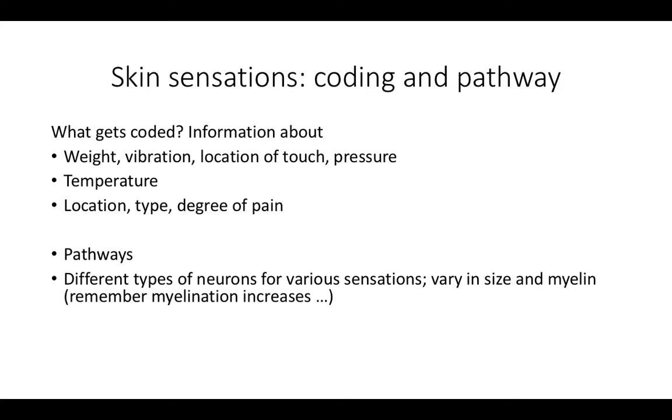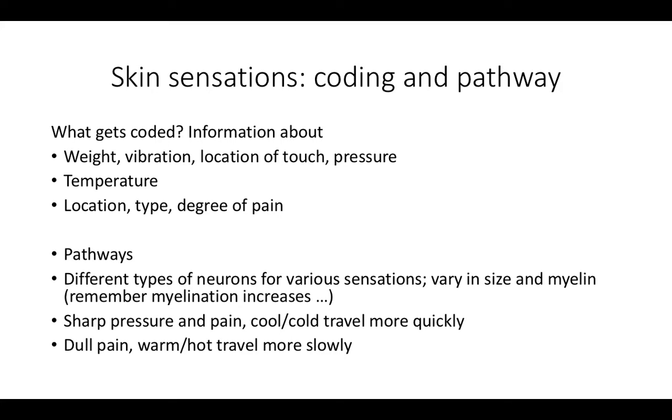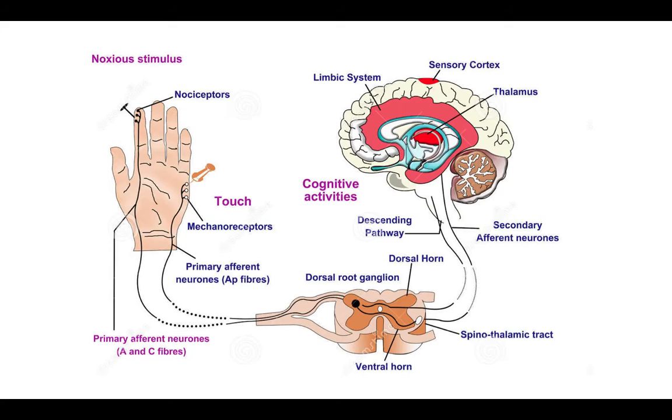We have different types of neurons for various sensations. They vary in size and whether they're large or small, and how much myelin or whether they have any myelin on them. And you should, of course, remember that myelination increases the speed of transmission. Sharp pressure and pain and cool and cold information travel more quickly, either because the fibers are larger or because they're myelinated, or both. Dull pain and warm and hot travel a little more slowly.